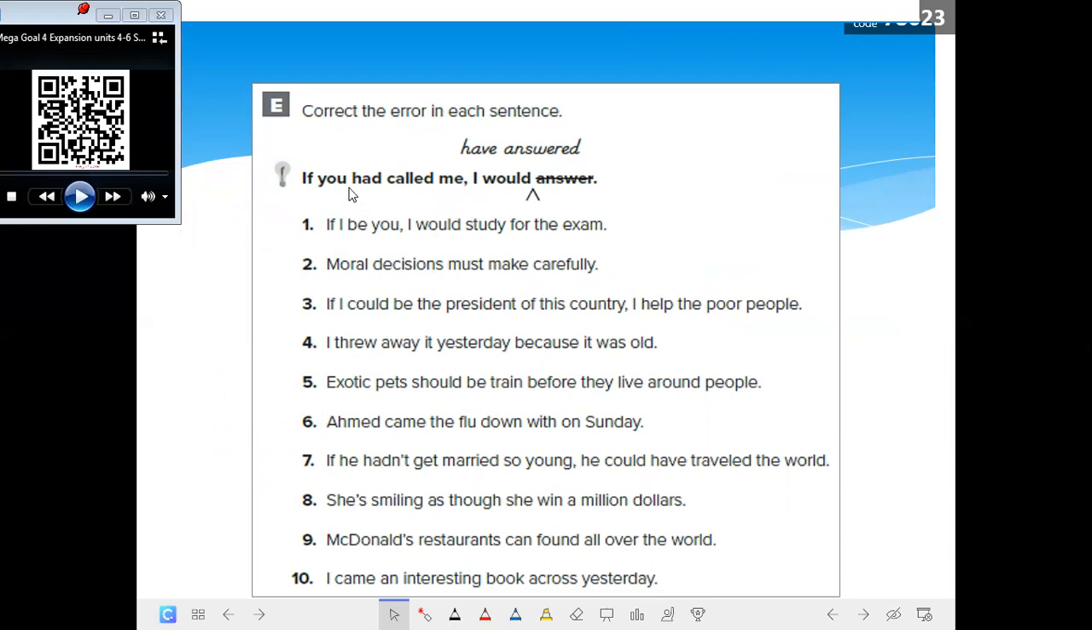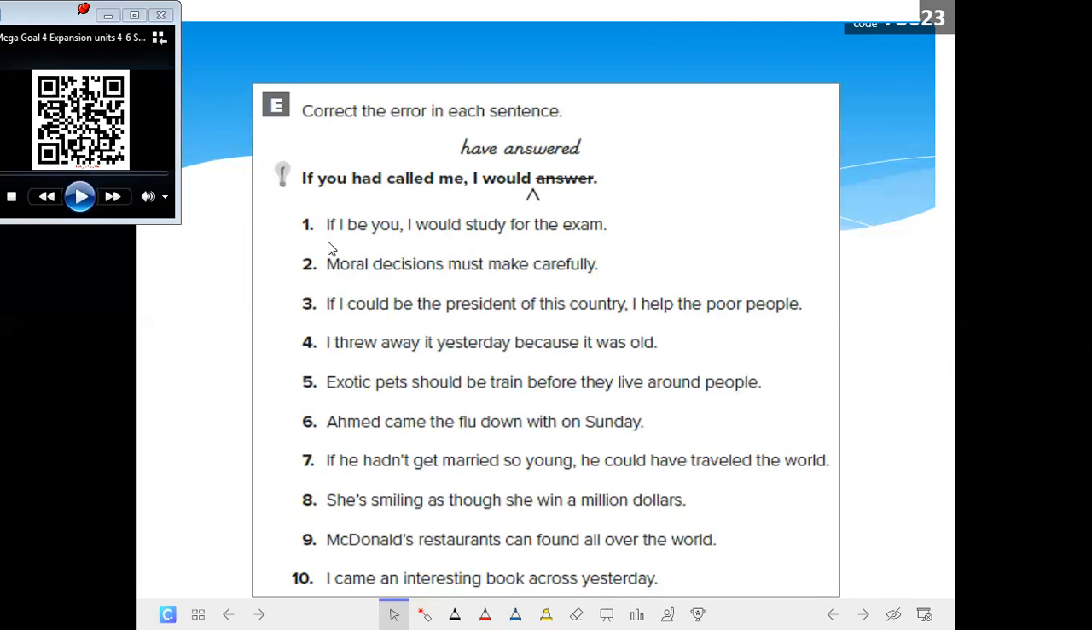طبعا هنا محتاج ان احنا نصحح الاخطاء اللي موجوده. هنا بيقول لي if you had called me. if you had called me طبعا هنا past perfect، وانا قلت لكم بعد if لما يكون في past perfect يبقى في الجمله الاخرى اللي هي الريزلت بيكون would have والpast participle او could او might have والpast participle. فالجواب الصحيح هيبقى I would have answered. مش هينفع اقول I would answer عشان هنا في past perfect.